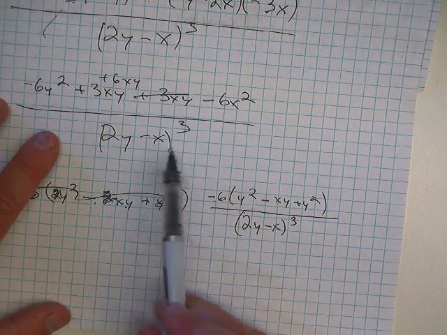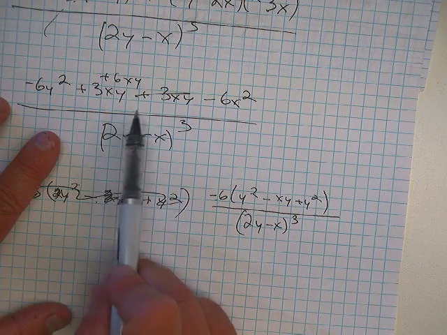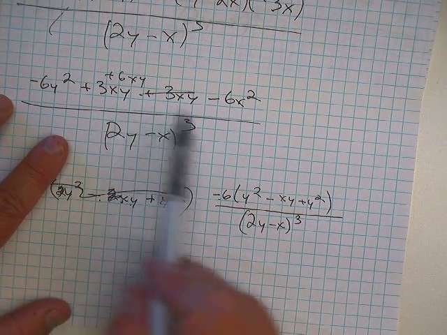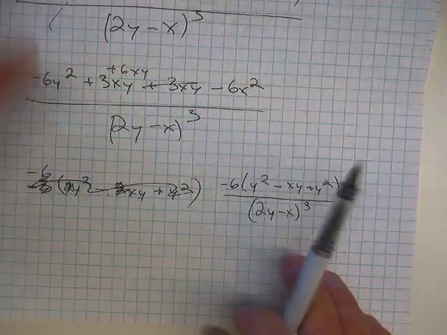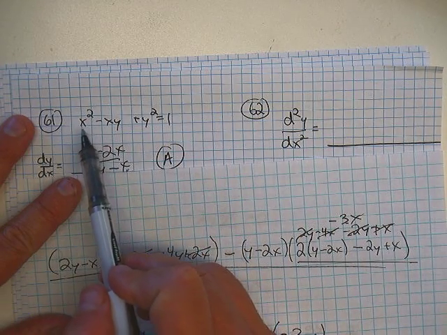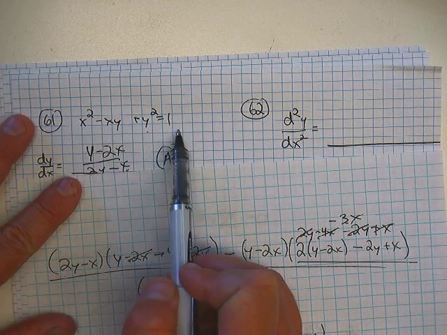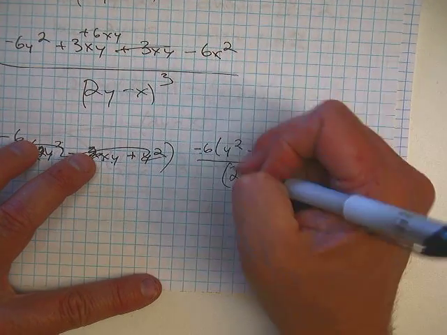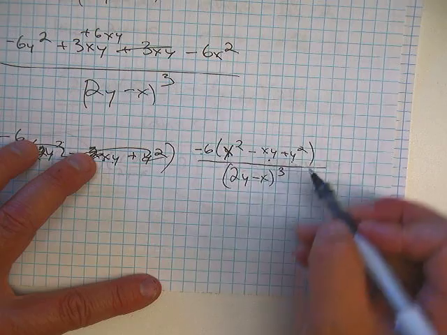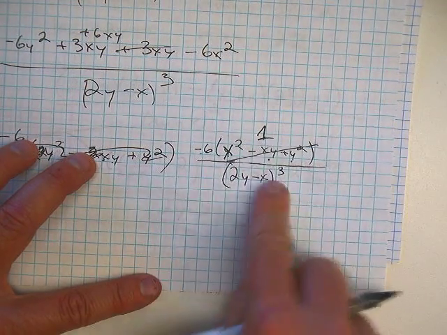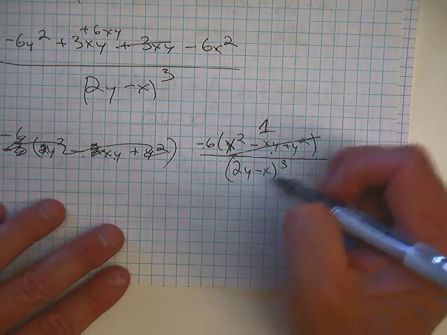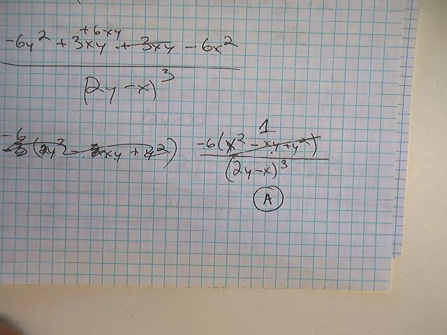But this is multiple choice, and I looked at my multiple choice answers, and this was nowhere on there. So I saw that those combined. Then I looked at this, and I said, anytime you feel like you did the work right and you get to the answer, you have to look at the original problem. The original problem is x squared minus xy plus y squared equals 1. So you go down to your problem, x squared minus xy plus y squared, and that equals 1. So our answer is negative 6 over (2y minus x) cubed, which is answer A.